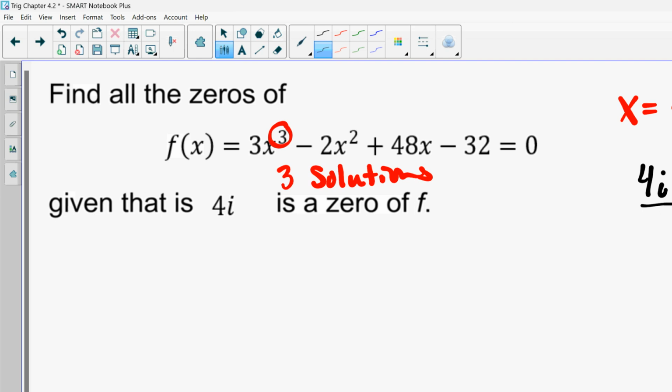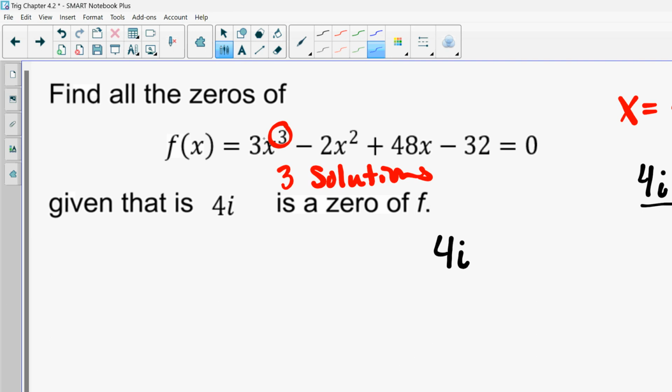The numbers across the top are the coefficients for our polynomial: 3, negative 2, 48, negative 32. And we get those here. Now, if there are any terms missing from our original statement, so we had x cubed, x squared, x, constant, if one of those is missing, we plug it in as 0. And now we can start the steps for synthetic division. The first thing we do is bring down the 3.